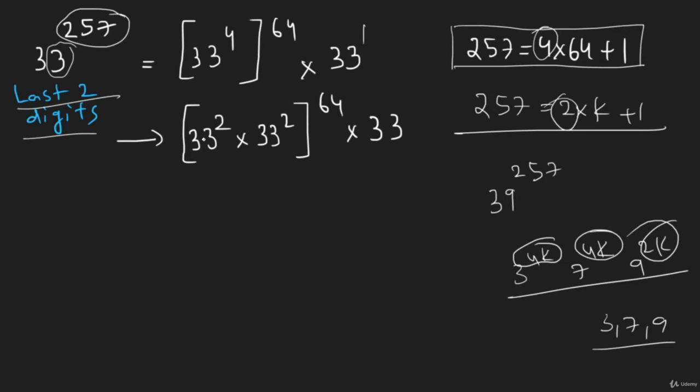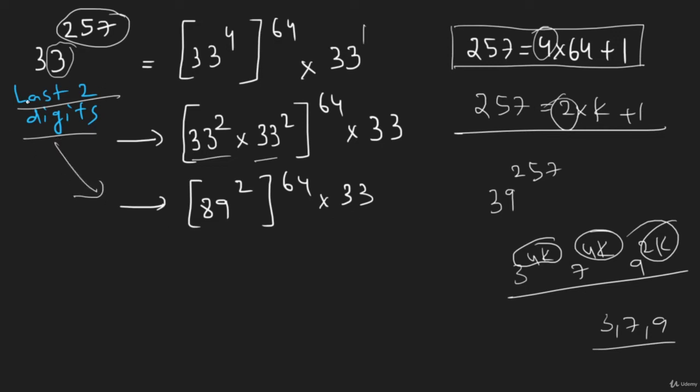The last two digits of 33 square will be the same as 17 square, right? So 33 square has the same last two digits as 17 square. We know 17 square is ending in 89. So let me write this as, for this 33 square I write 89. For this 33 square I write 89. So 89 into 89, that becomes 89 square to the power 64 into 33. And remember, this is all about the last two digits.